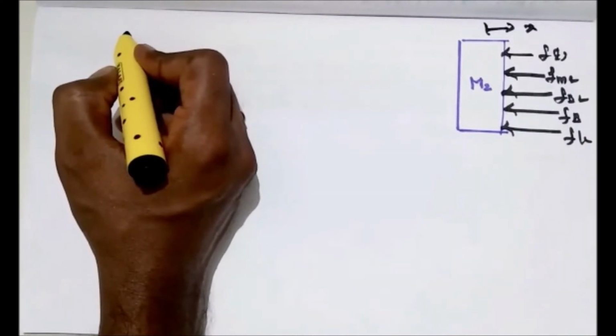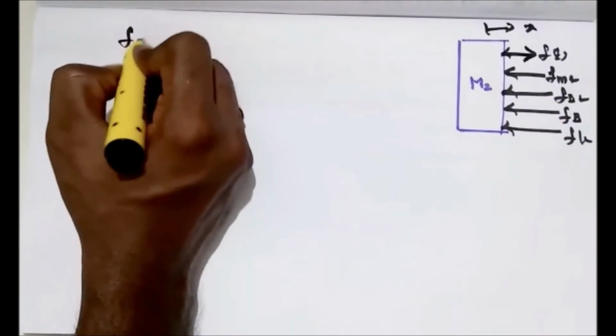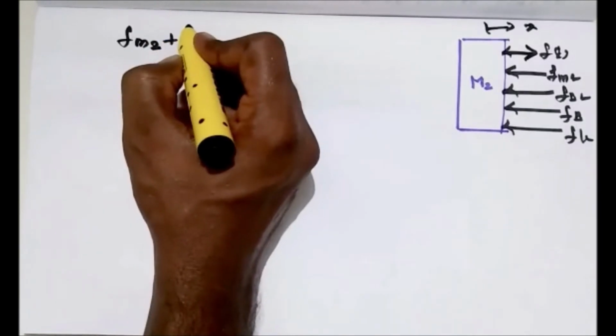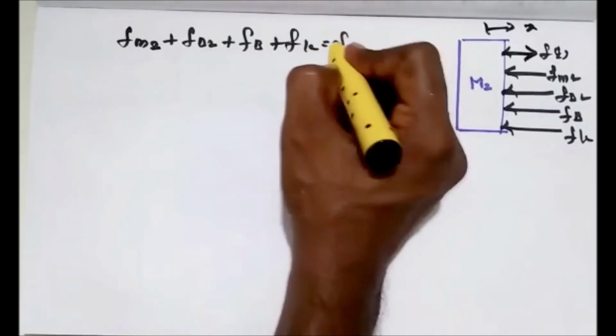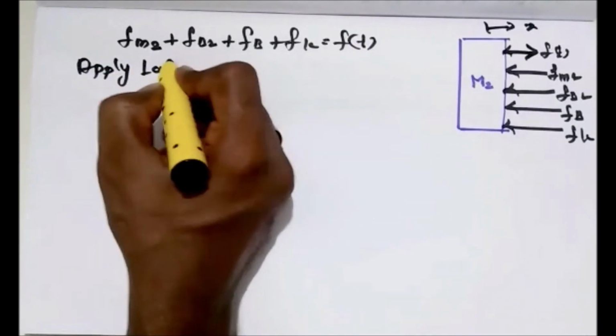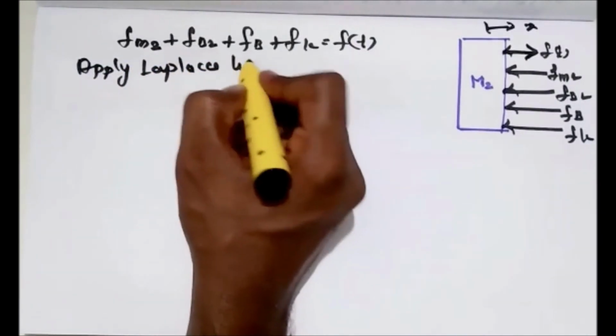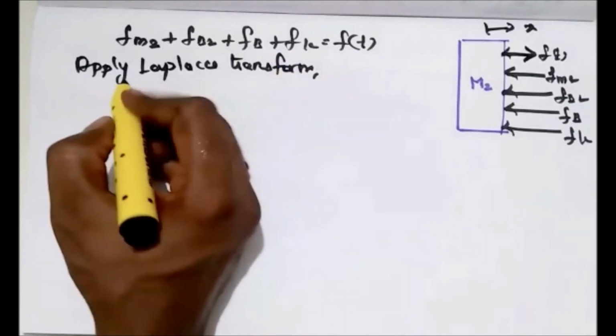So the sum of forces acting on this mass 2 is 0. Here the applied force is this, therefore its arrow mark is like this. The remaining forces are opposing forces, therefore their arrow marks are towards the mass. So according to the force balance equation, Fm2 plus Fb2 plus Fb plus Fk equal to F of t. So now apply the Laplace transform.